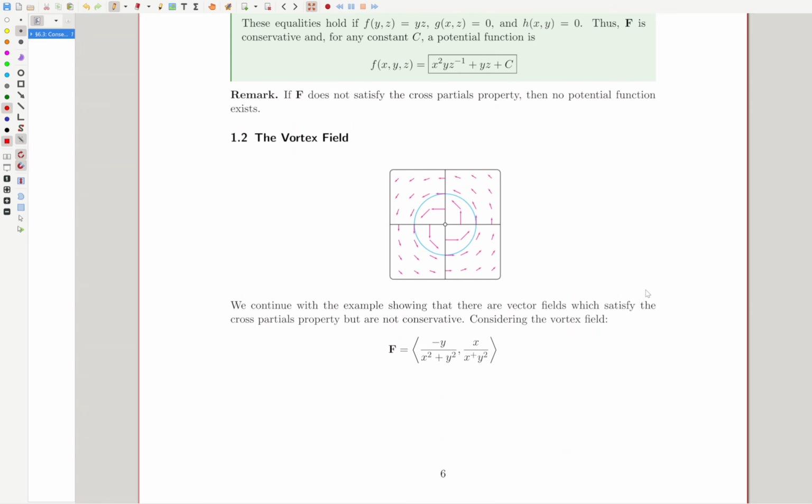All right. I think this is the last bit that I have, the vortex field.